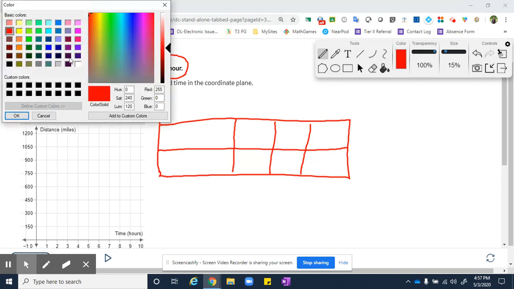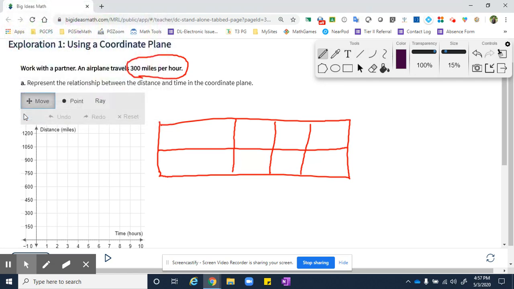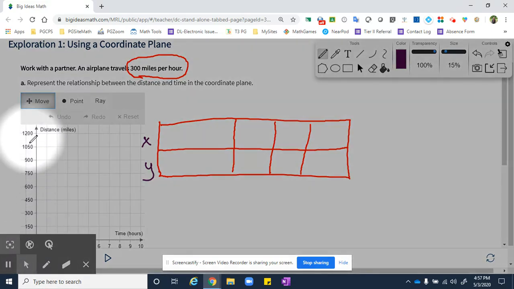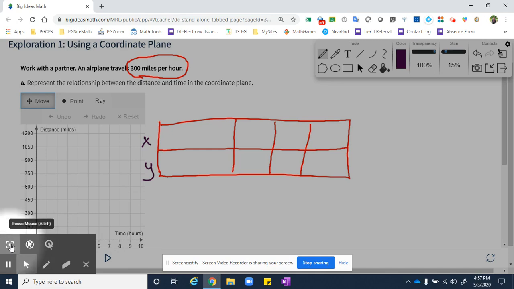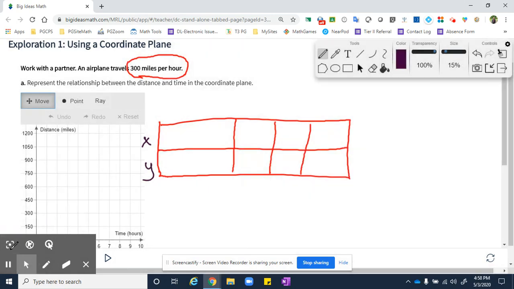Now, when you go to your textbook, it says there that on the first row, this represents your x-axis. And on the second row, this represents your y-axis. So your x-coordinates and your y-coordinates. Now, looking at the graph, we can see that the y-axis is represented by distance, and the x-axis is represented by the time. So let's label your graph, okay? So this is your y-axis, and this is your x-axis.